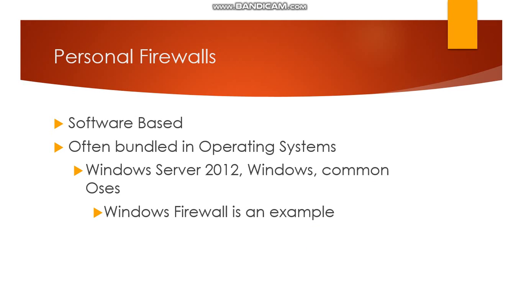Personal firewalls are pretty basic, and that's the one that needs some more security. It's software based, often bundled in operating systems like Windows Server. Windows Firewall is an example. A good example of a firewall of this kind is the default Windows firewall. There's a little pop-up that always comes out and tells you about your firewall. That's a pretty good sample of a personal firewall.